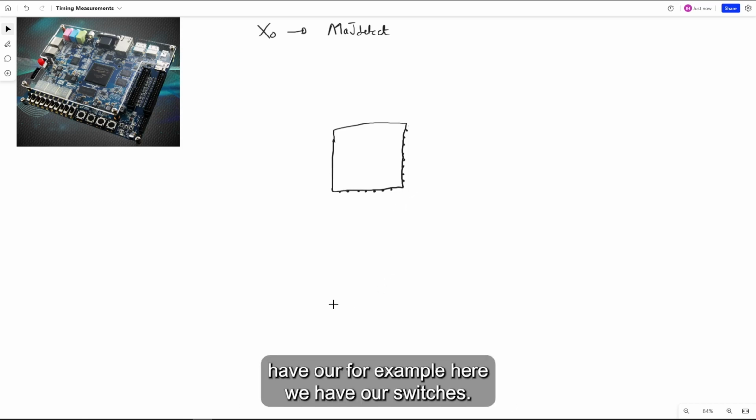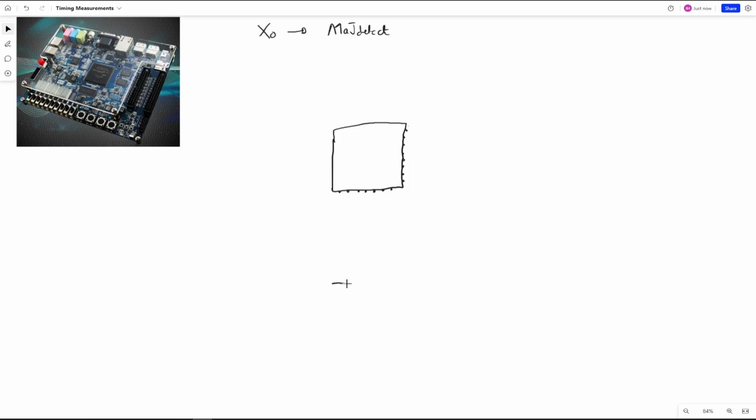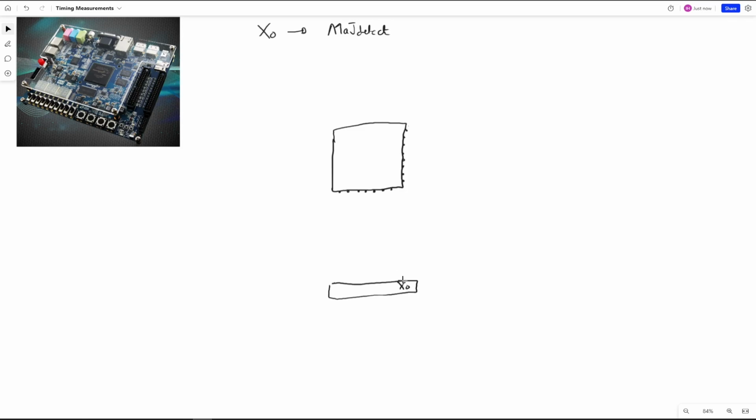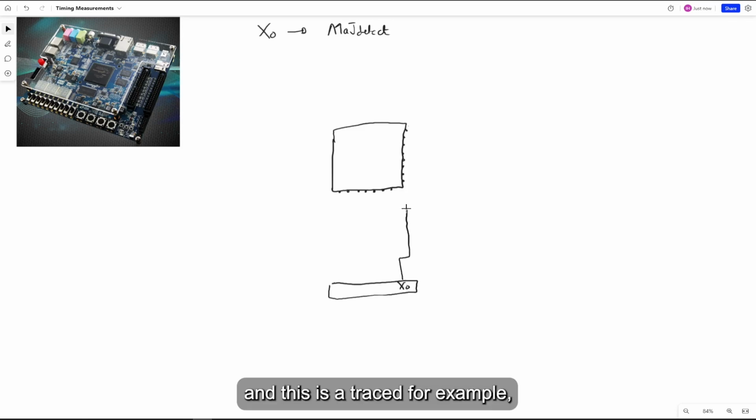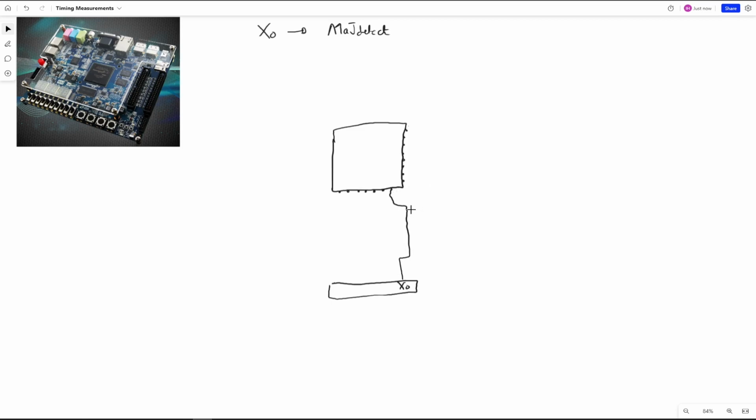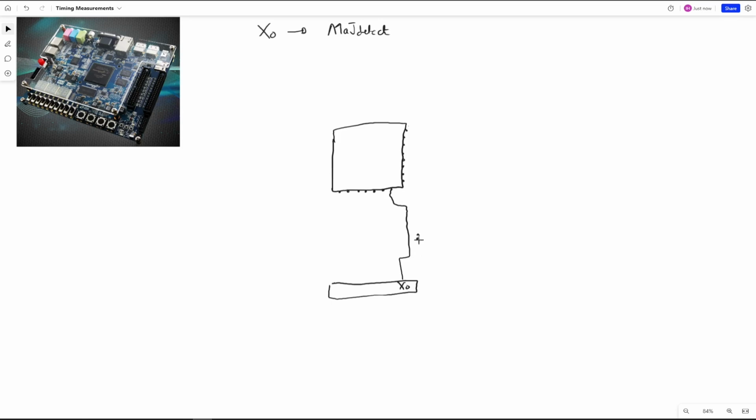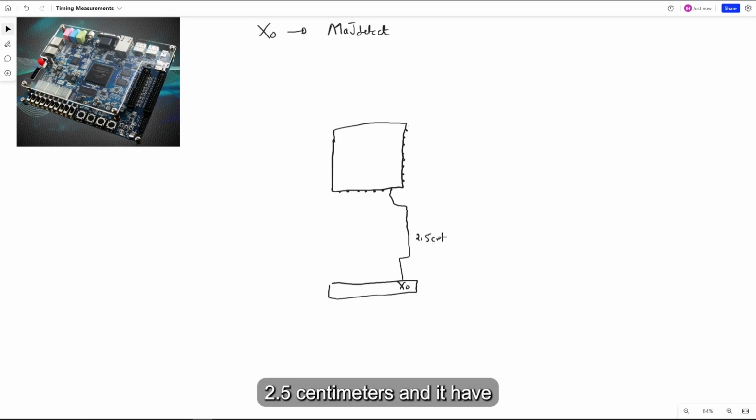And down here, for example, we have our switches. Here we have the X0 switch, and this is the trace it takes to go to the FPGA pin. For example, this wire trace here is 2.5 centimeters, and it has roughly 200 picoseconds of delay.